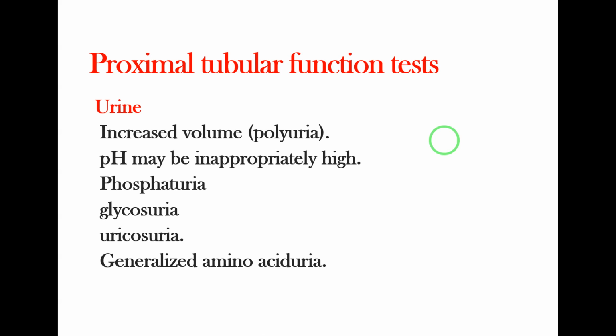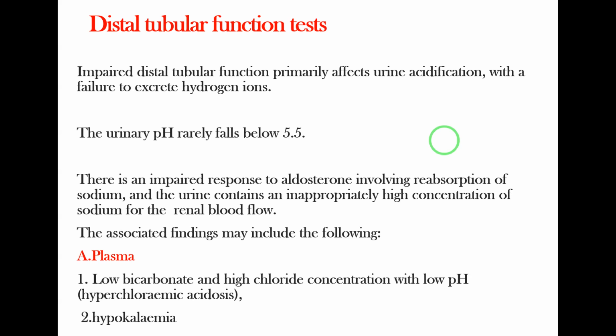And uricosuria, which is an increase in the concentration of urate in the urine, will be accompanied by a decrease in the blood level of urate, and there will be an increase in the excretion of amino acids in the urine. It is called generalized aminoaciduria, and in the blood there will be a decrease in the level of amino acids. This was about the proximal tubule.